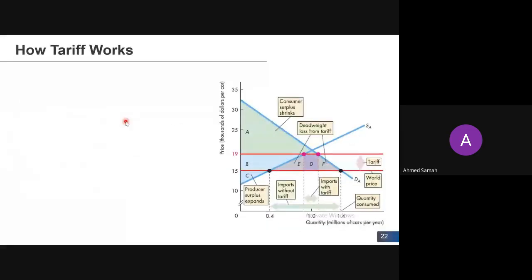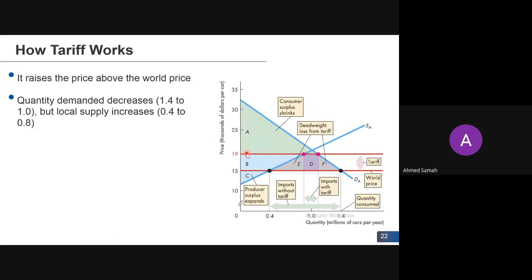Now how does a tariff work actually? So it raises the price above the world price. So let's say previously our price was, let's say, 15,000 per car. But with a tariff of, let's say, $4,000, because of that the price increases by 4,000. So now the price has actually increased. So that is the tariff amount.